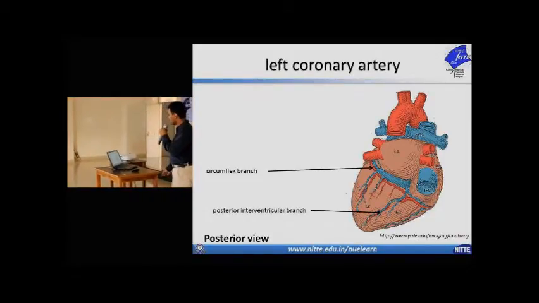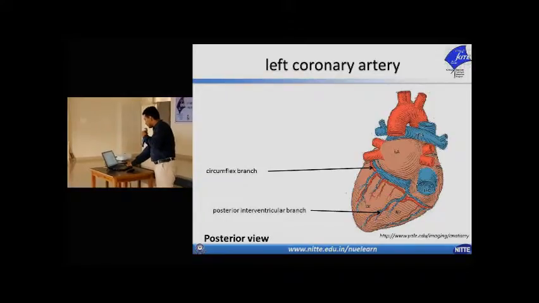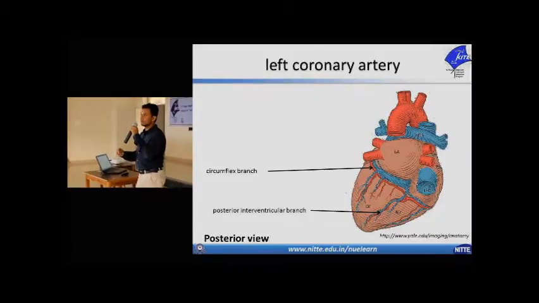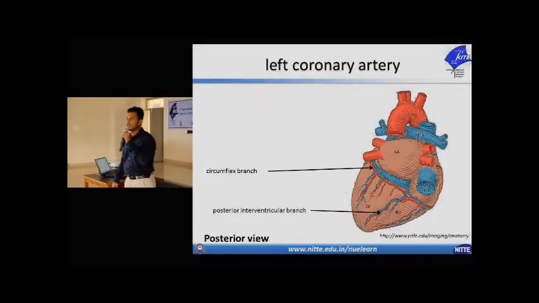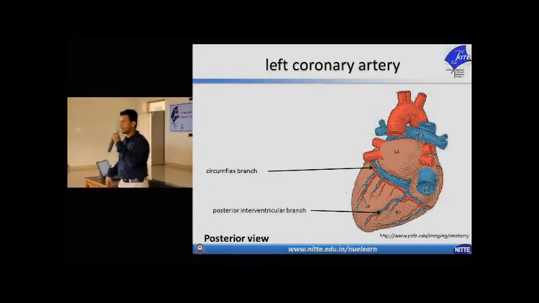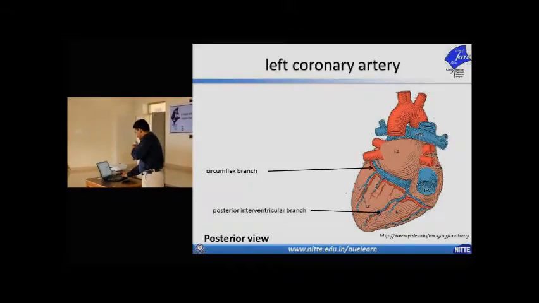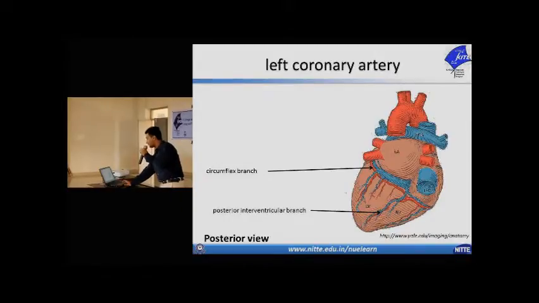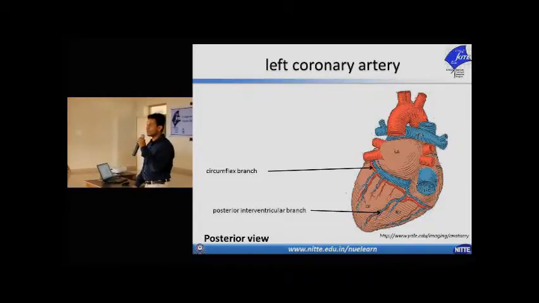This is the posterior view to show the branches of the left coronary artery. What do you see in the posterior atrioventricular sulcus in terms of the left coronary artery? That is the circumflex branch, which is running on the posterior side. It gives many ventricular rami which supply the left ventricle, and also a few atrial rami which supply the left atrium.